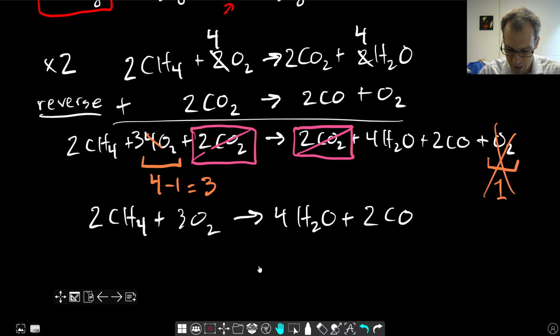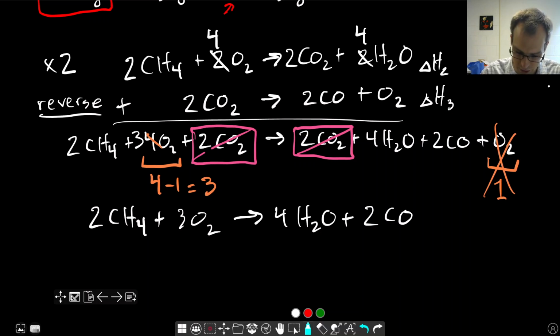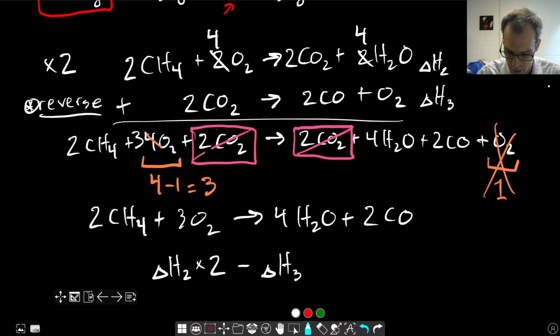Okay, so that means we can take our enthalpies, right? So this was delta H2 and delta H3. We can take our enthalpies and do the same thing we did to the reactions. So delta H2, we need to multiply by 2. And delta H3, we need to subtract instead of add because we reversed it. And that will be equal to delta H1.